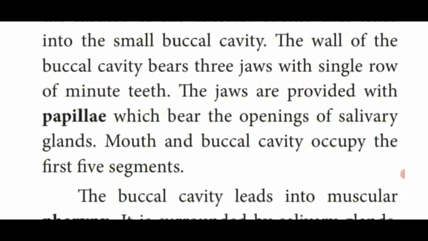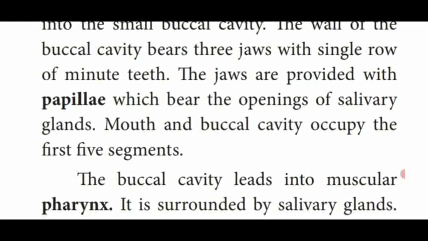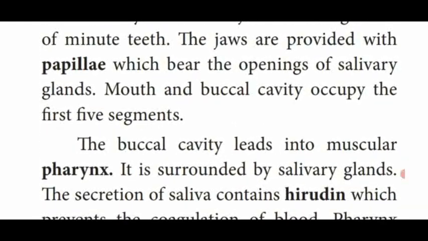Then the wall of the buccal cavity contains 3 jaws. How many jaws are there? 3 jaws, each with a single row of very small minute teeth. Then these jaws produce a structure called a papillae. From this papillae, minute openings arise. These are called salivary glands.